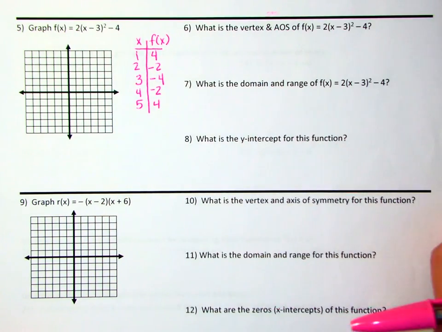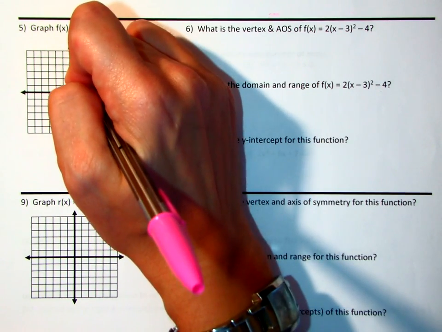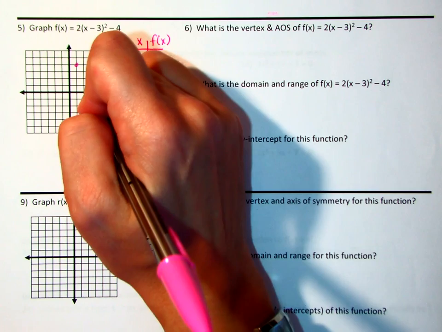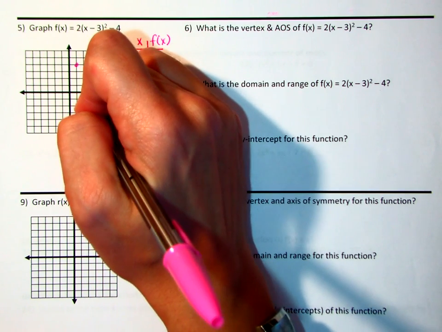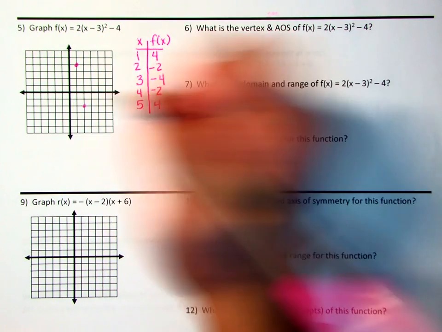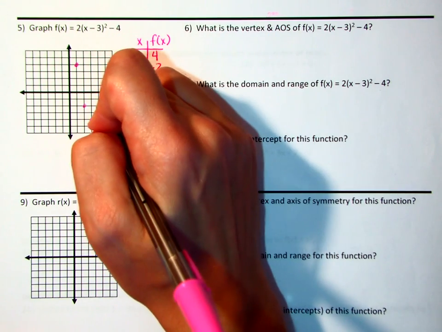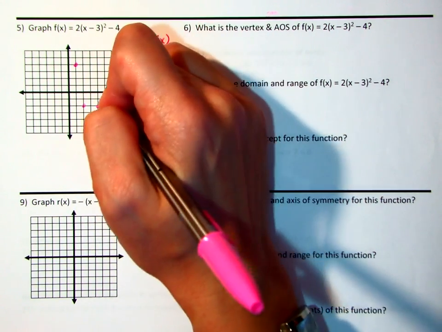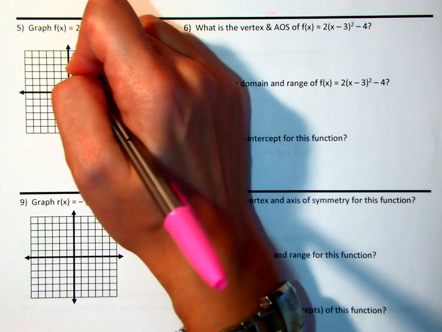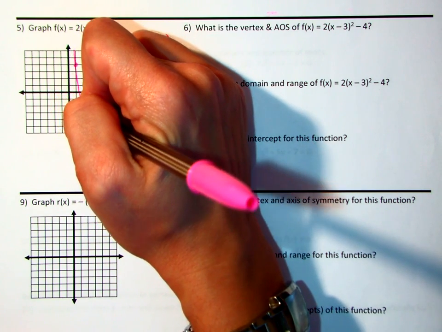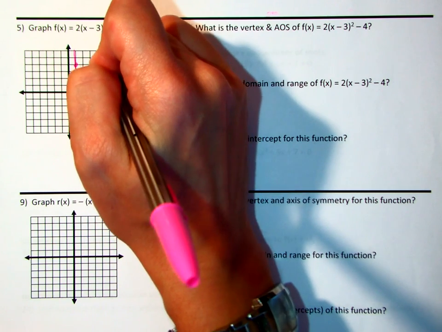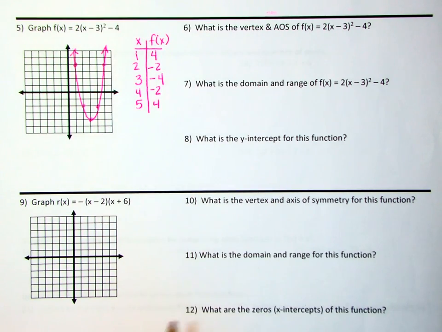So now we're going to plot those points. We're going to plot the point 1, 4. We're going to plot the point 2, -2. We're going to plot 3, -4. We're going to plot 4, -2. And then we're going to plot 5, 4. And again, just do your best here when you draw your parabola and make sure it's got a curve at the bottom, not a V shape.